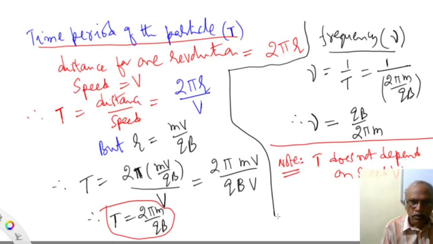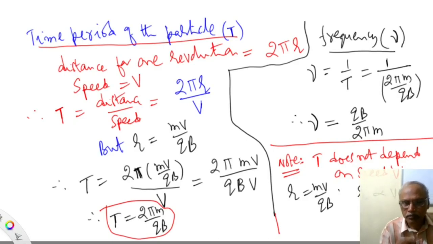And also radius: we got radius r is equal to mv by qb, and radius depends on v. From here, radius is directly proportional to v. More the speed, more the radius of the particle.